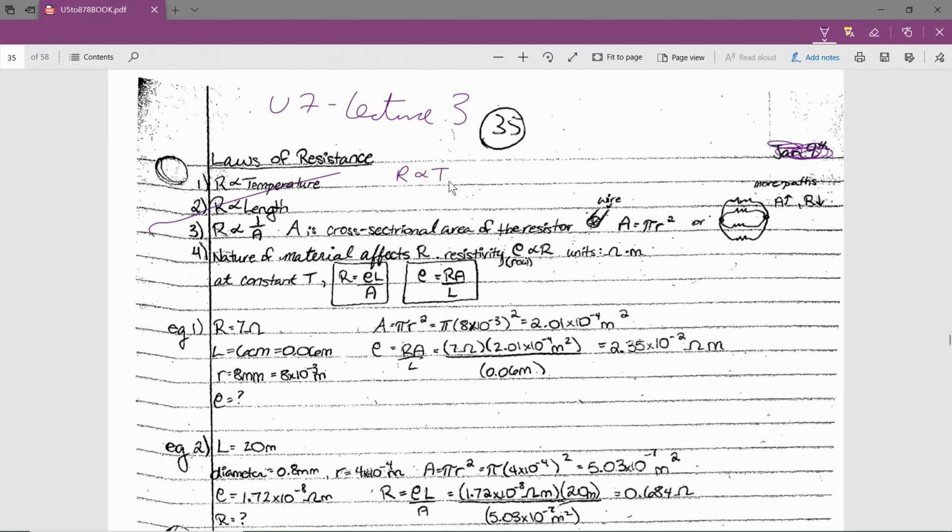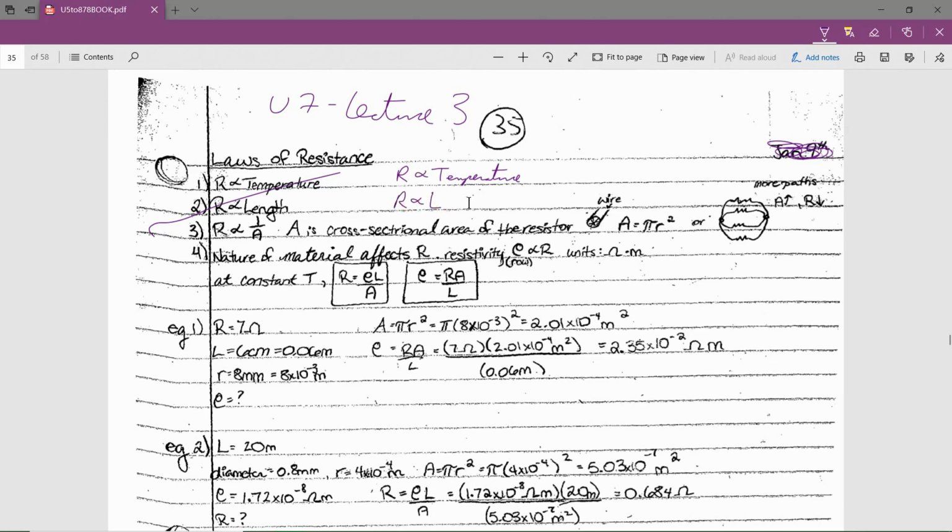Nobody ever laughs. Resistance is proportional to the temperature. This is true with most materials. The hotter something is, the more it offers a resistance. Okay? The second one is resistance is proportional to length.